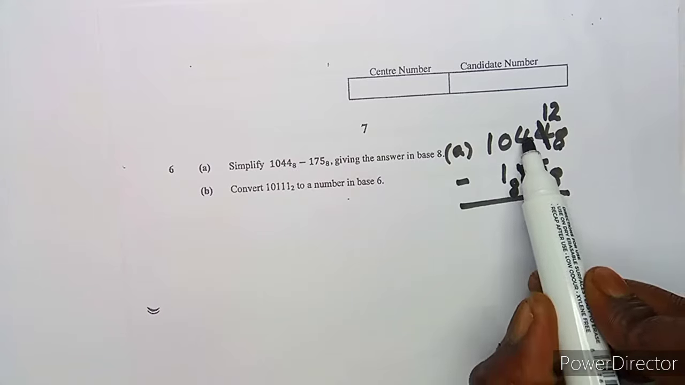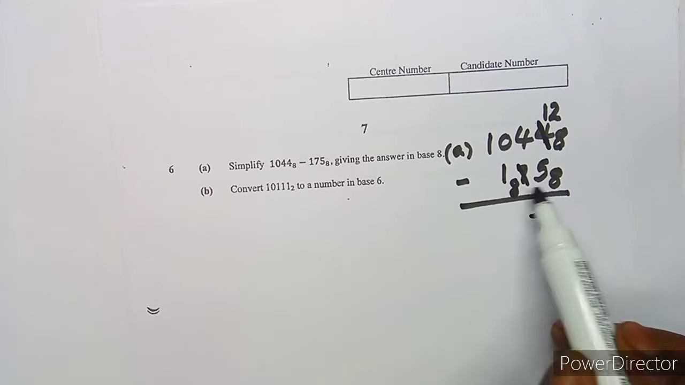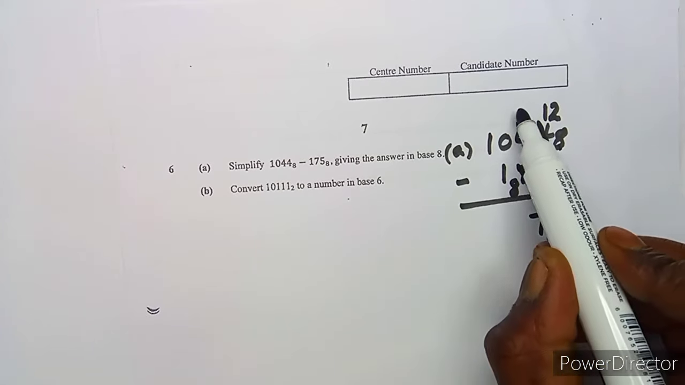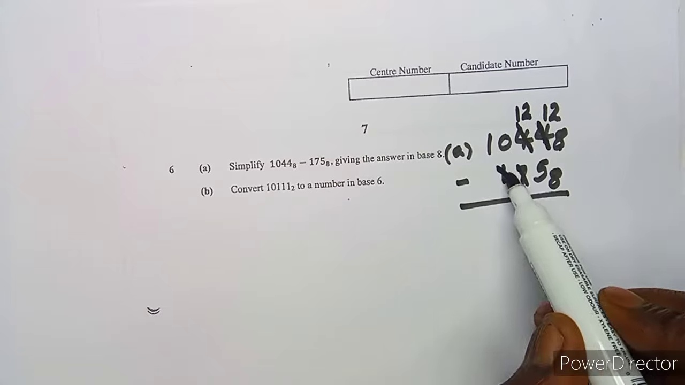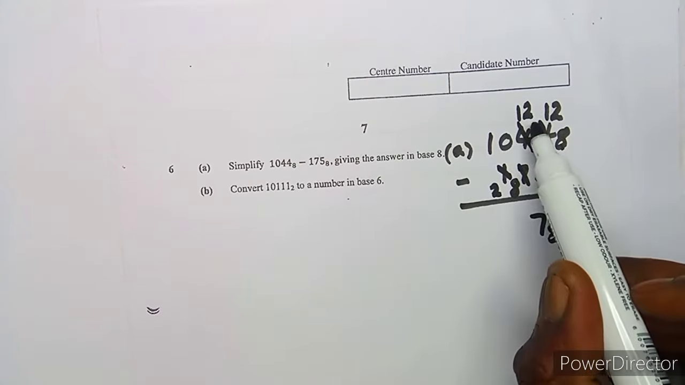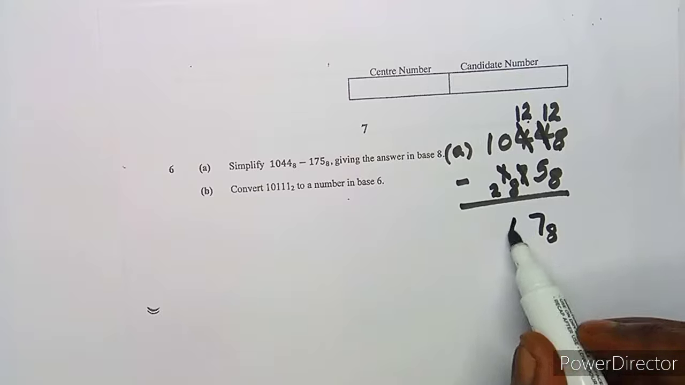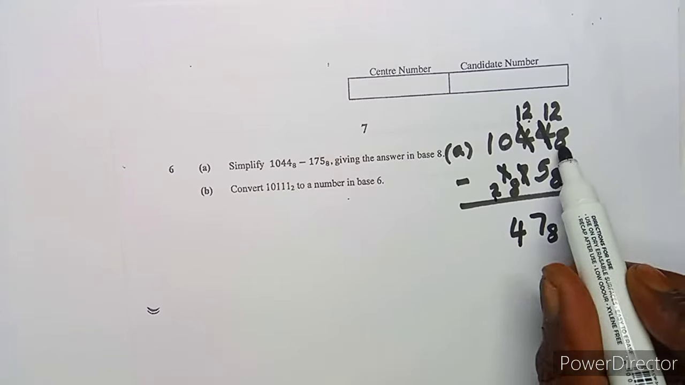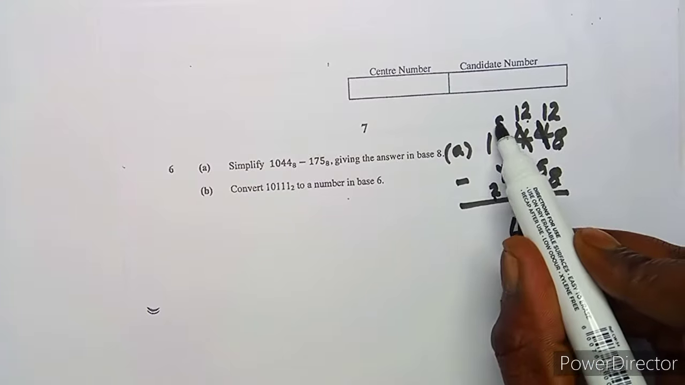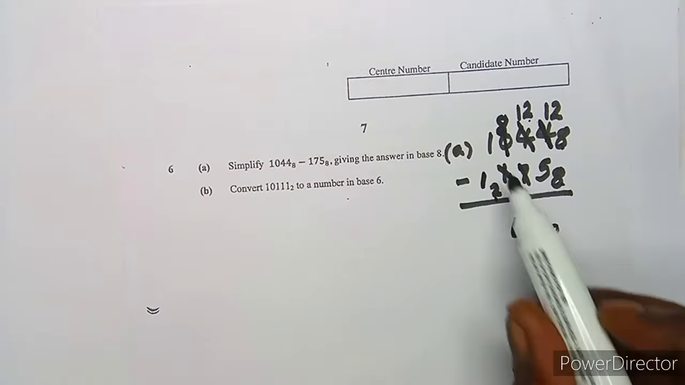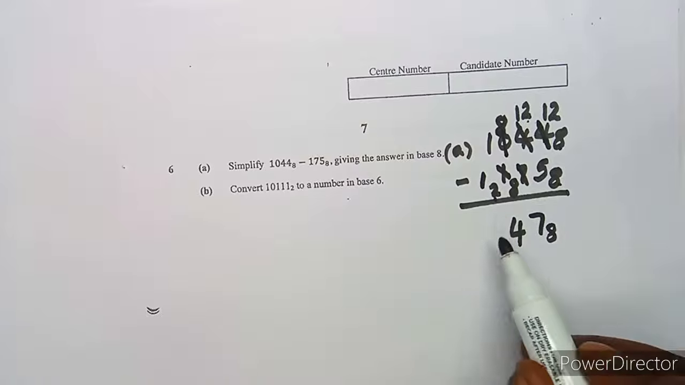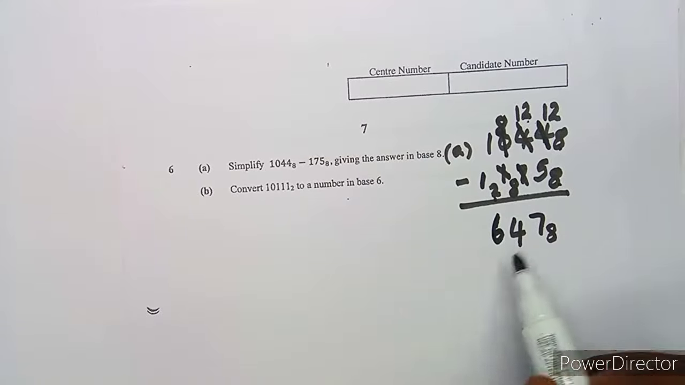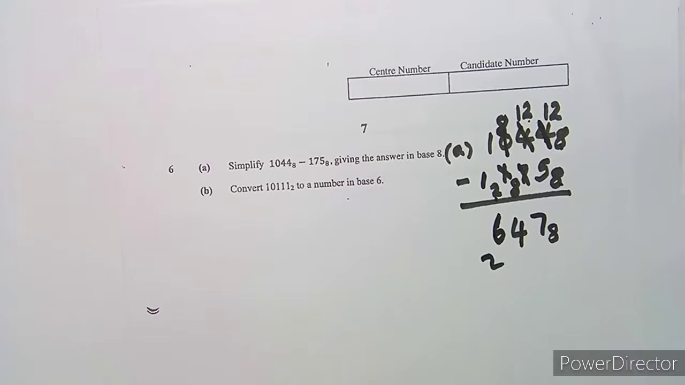Okay, we move on. 4 minus 8 is impossible again, so we have to add the base. If we add the base, we are now at 12. We give 1 here, it's now 2. So 12 minus 8, this one is 4. 0 minus 2 is impossible, so you have to add the base again. If we add the base, we are going to have 8, and we give 1 here, so it's now 8 minus 2, which is 6. 1 minus 1, that's a 0. So that's what you're going to have: 6 4 7 in base 8. So basically that's what you have.